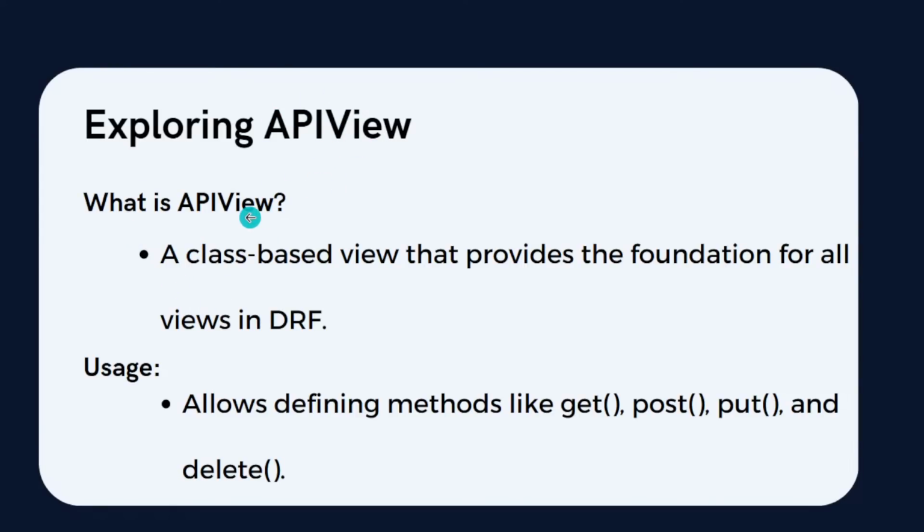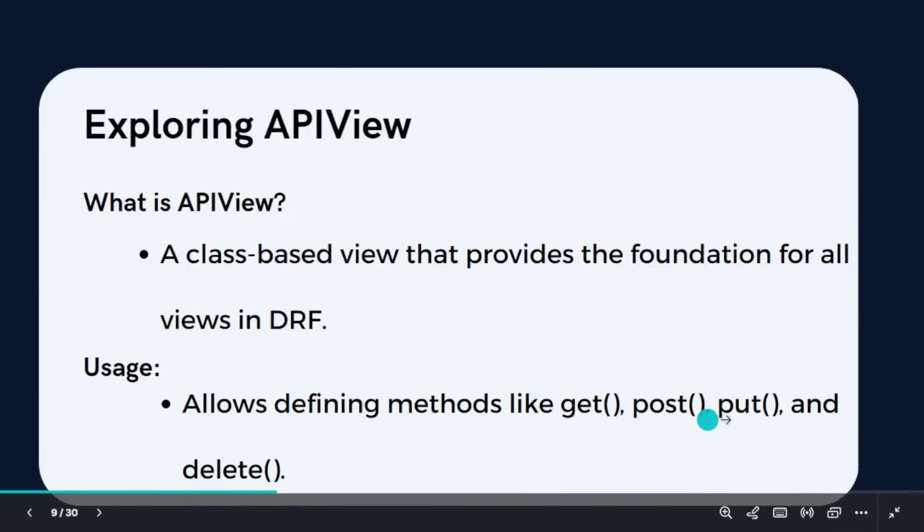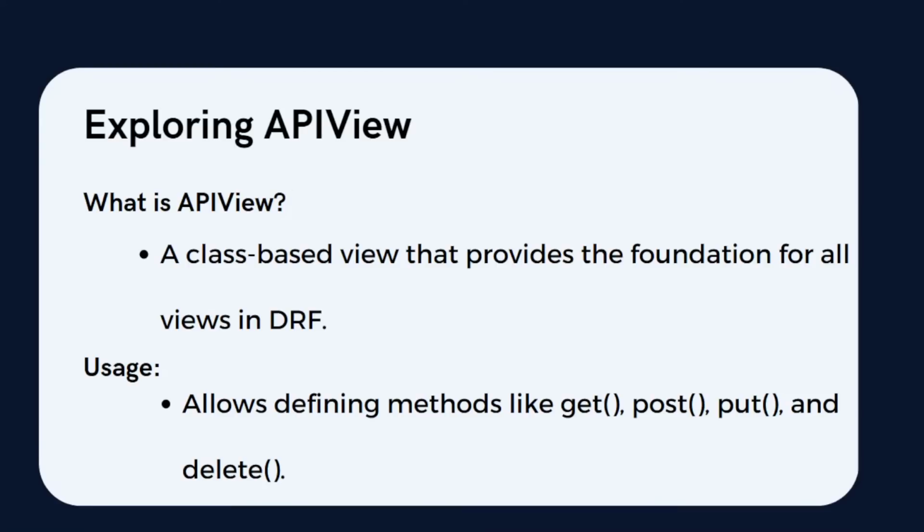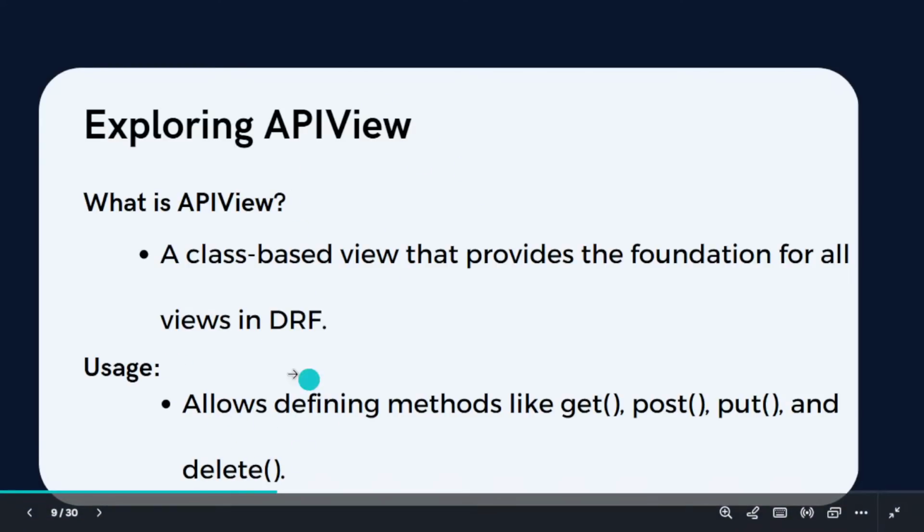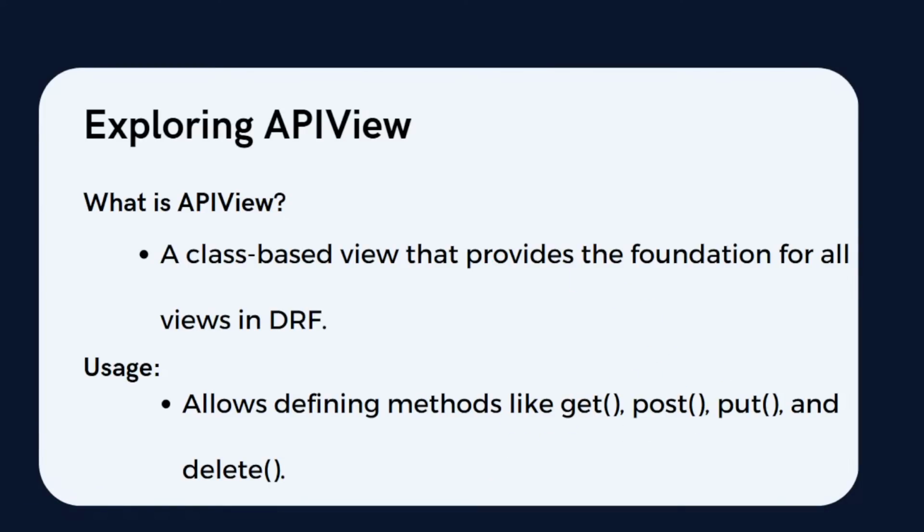And what are the views? The class-based view, we already know what a class-based view is, and it is the same thing here. It provides a foundation for views in DRF and allows defining methods like get, post, put, and delete. These operations are defined in the APIView file. We already know the view file, and the same operations, get, post, put, delete, are used in this view file. That's why it is called the APIView.